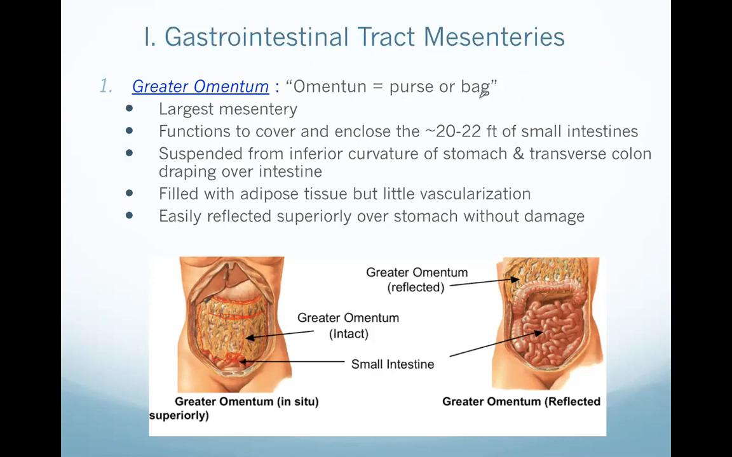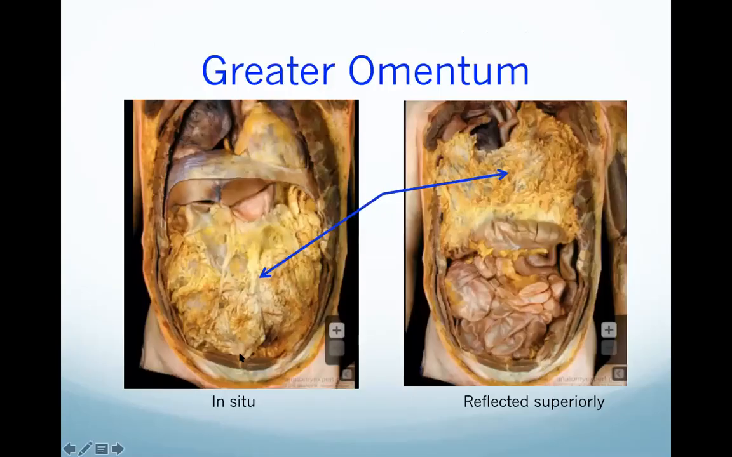Omentum means purse or bag. In some lower vertebrates, it actually goes down and it kind of creates a little cup here that really holds the small intestines. So if we had the opportunity to do cat dissections, we would see that. So that's why it's called the omentum, a little purse or a bag.